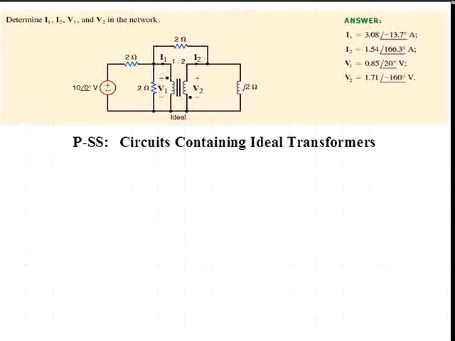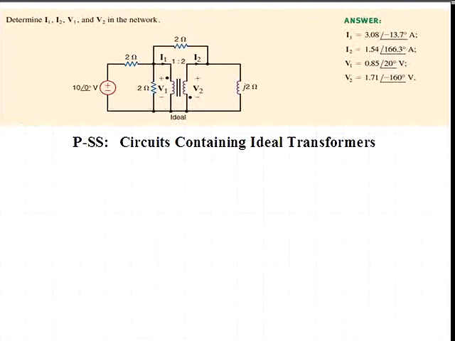This is Learning Assessment Problem 1017. The problem-solving strategy here is that of circuits containing ideal transformers. In this problem, we have a network containing an ideal transformer, a voltage source, and other circuit elements.